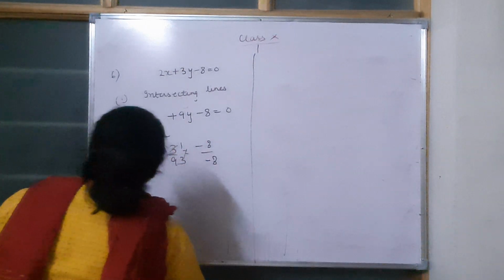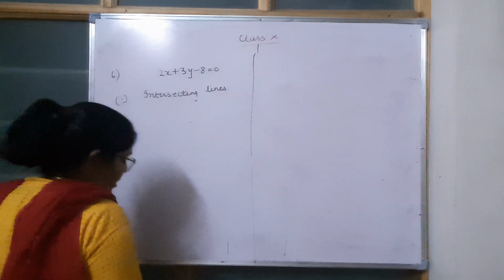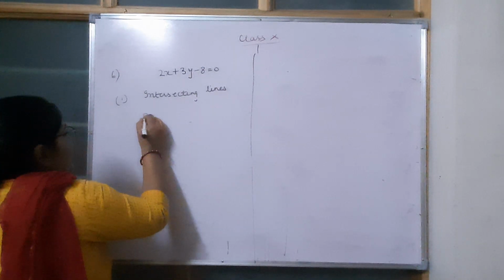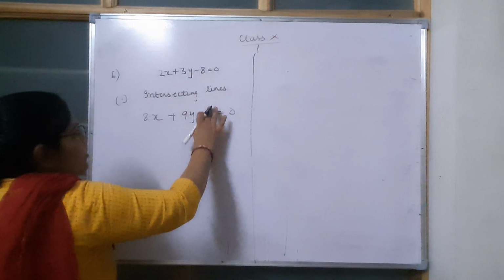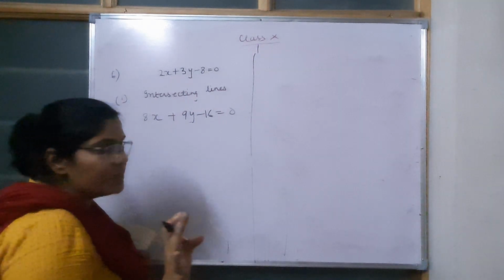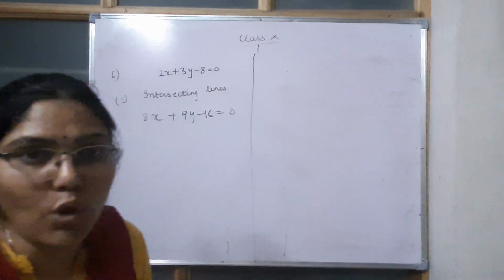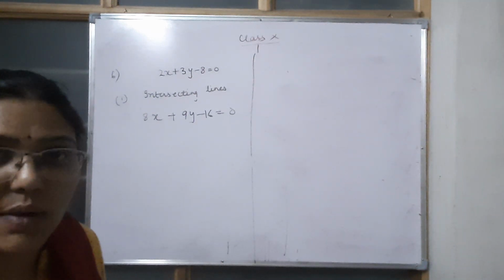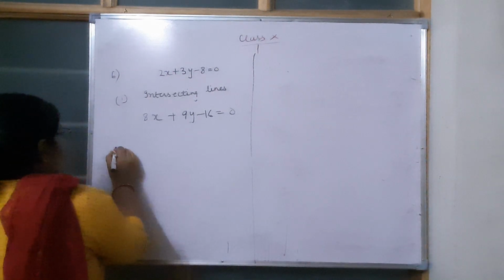So the second equation will be 4x. You can take any other equation. Suppose I want to take 8x, 9y minus 8 equals 0, or minus 16 if you want. Now just look at 2 upon 8, which will be 1 upon 4. 3 upon 9 will be 1 upon 3. So 1 upon 4 is not equal to 1 upon 3. It means a1 upon a2 is not equal to b1 upon b2. Fine.